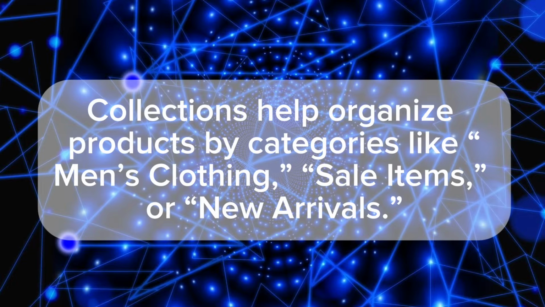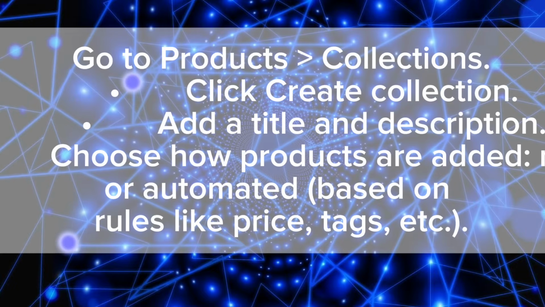Collections help organize products by categories like men's clothing, sale items, or new arrivals. Go to Products > Collections. Click Create Collection. Add a title and description. Choose how products are added: manual, or automated based on rules like price, tags, etc.